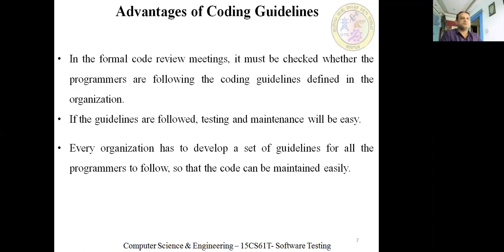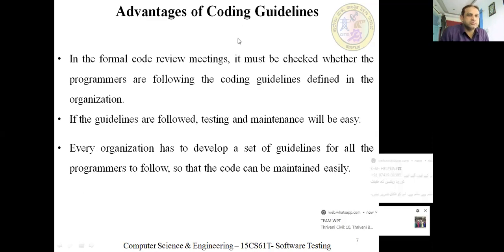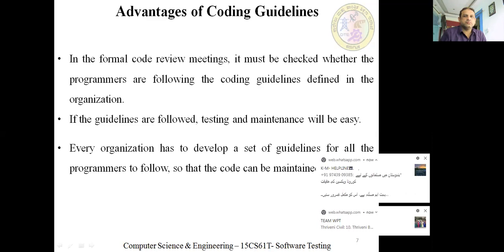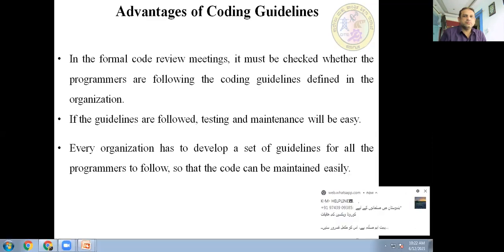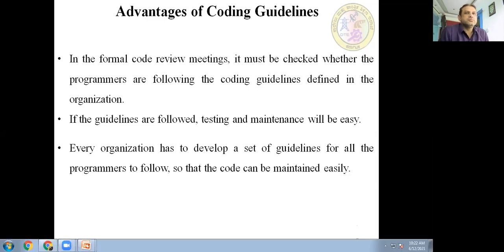Advantages of coding guidelines. In the formal code review meetings, it must be checked whether the programmers are following the coding guidelines defined in the organization. If the guidelines are followed, testing and maintenance will be easy. Every organization has to develop a set of guidelines for all the programmers to follow, so that the code can be maintained easily. Yes, these are some of the advantages of coding guidelines.